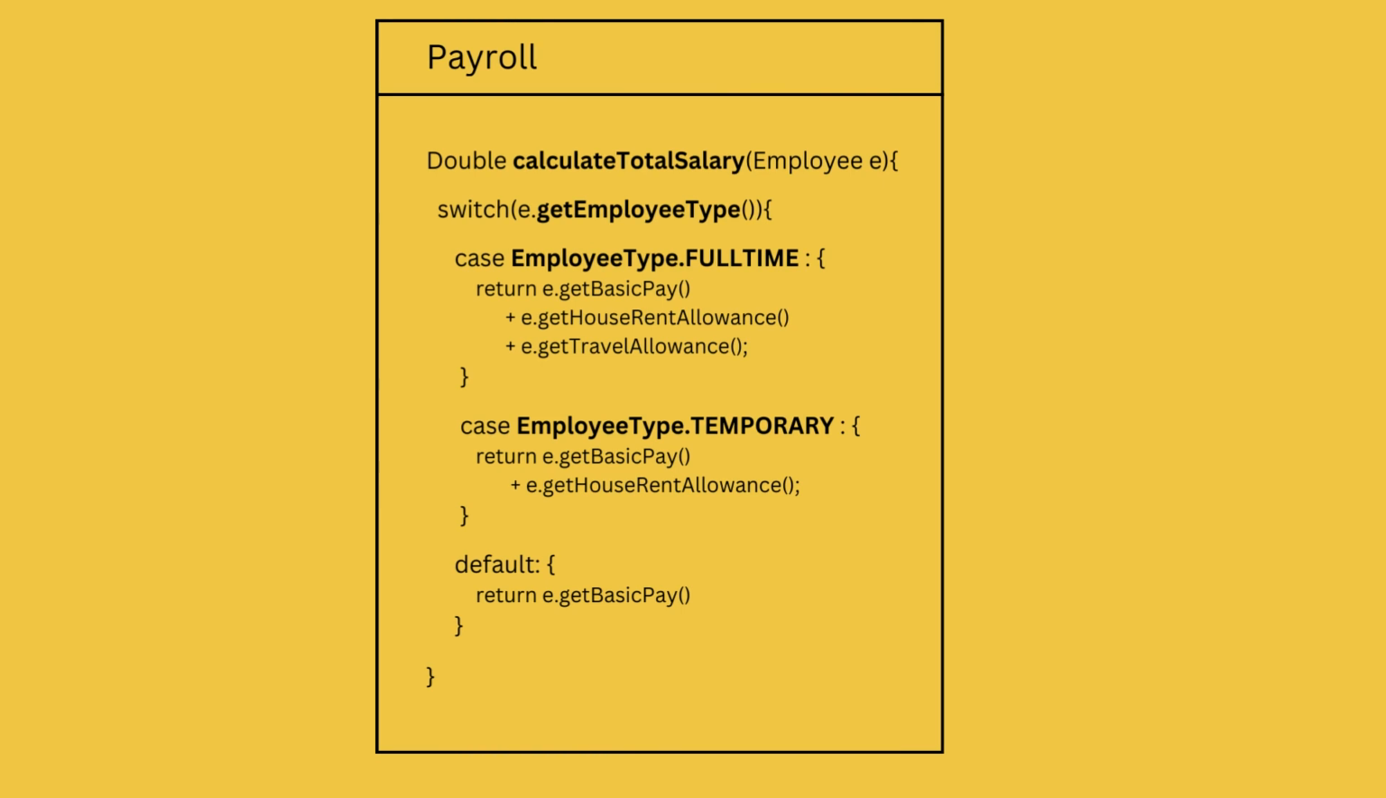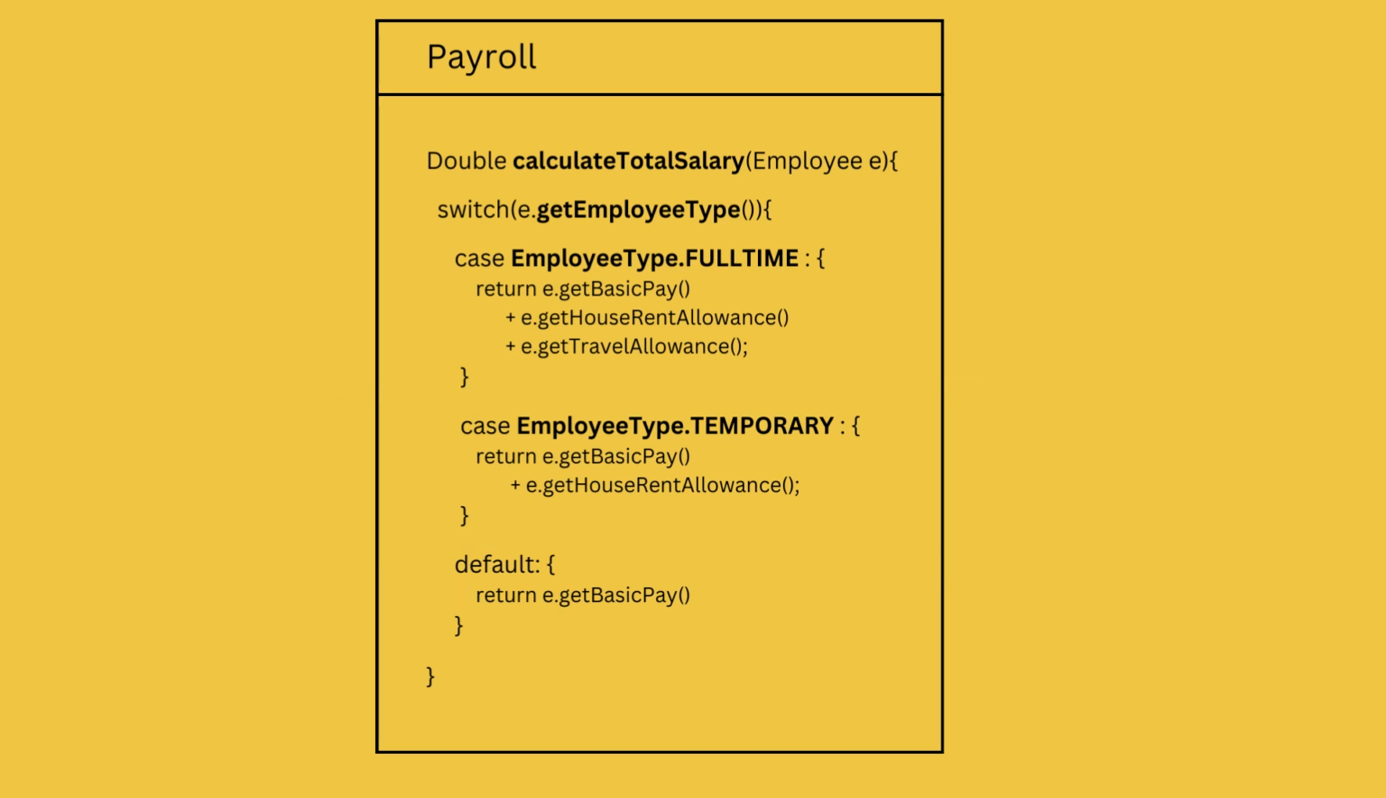In our organization, the payroll class has a public method that calculates the total salary of an employee. And this is how they implemented the method. There is a switch statement on the employee type. Now, if the employee type is full-time, then the total salary would be the sum of basic pay, house rent allowance, and travel allowance. Now, if the employee type is temporary, then the total salary would be a sum of basic pay and house rent allowance.